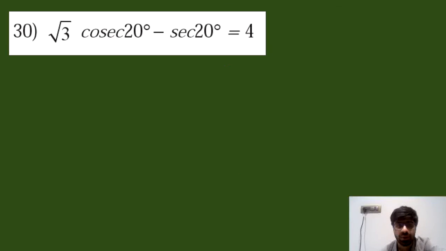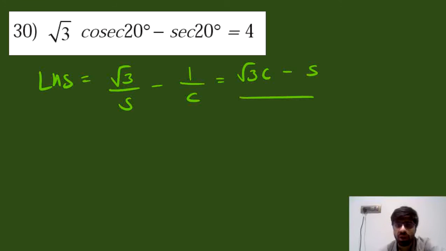Moving on with number 30. On the left hand side, we have root 3 cosec 20, that is root 3 upon sine 20 minus 1 upon cos 20. Sec 20 is 1 upon cos 20. You can just combine the two terms and write them as root 3 cos 20 minus sine 20, the whole divided by sine 20 cos 20. And we will multiply the numerator and denominator with 2. Or let's say we are dividing the numerator and denominator with 2.